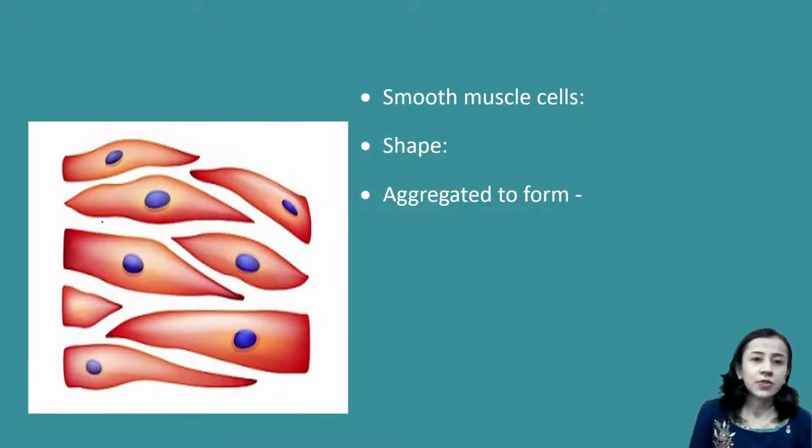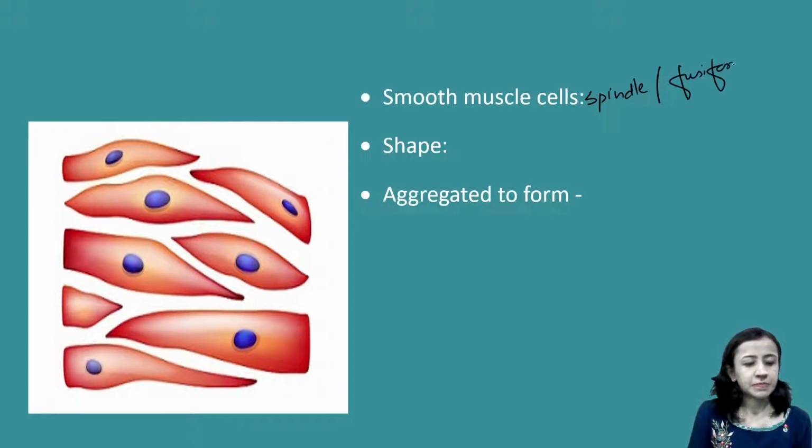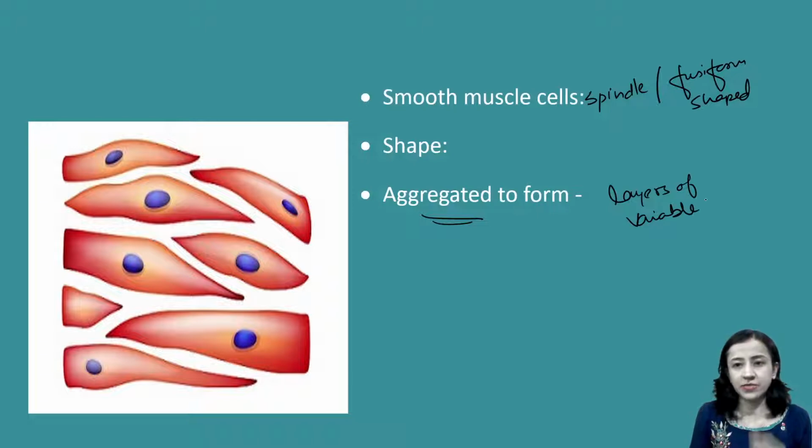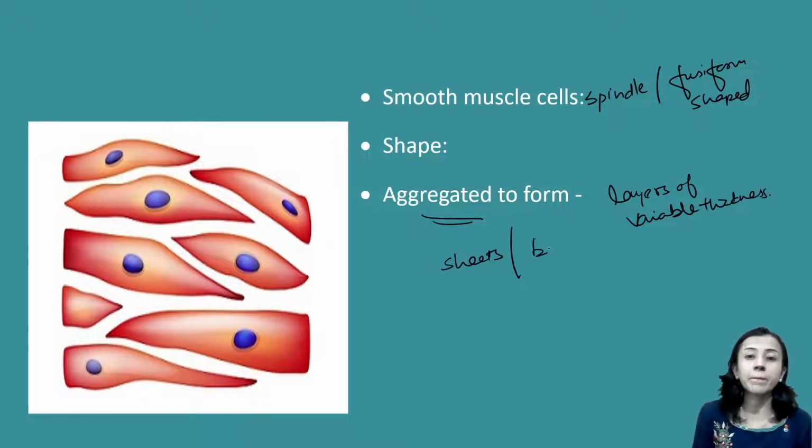Now, this smooth muscle cell, what is the shape of the cell? They are spindle shaped, or fusiform shaped, and the dimension is variable. Another important thing: smooth muscles are aggregated and form layers of variable thickness. They are present in sheets or bundles of smooth muscle. You can see here in this diagram, sheets are present.